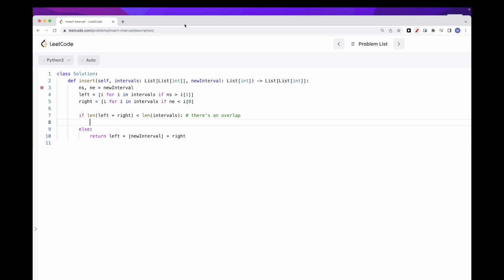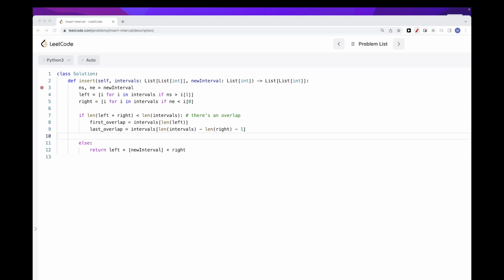But if there is an overlap, then we need to find the first overlapping interval, and that's just the one right after the end of the left ones, and the last overlapping interval, which is just the one before the first interval of the right side. So we can calculate it this way. And then we get the start and the end of the resulting merged interval. So start is just the min of the start of the new interval and of the first overlap starting position. And the end is the max of the end of the new interval and the end of the last overlap, right? Which makes sense. And then we could just return left plus this merge plus right.